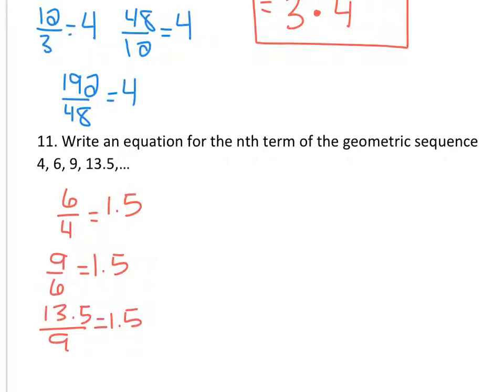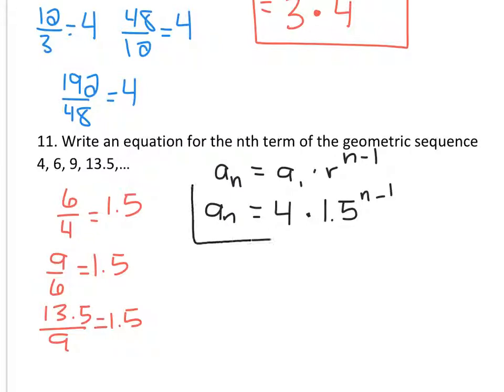So the explicit formula for a geometric sequence is a subscript n equals our first term times our ratio to the n minus 1. So what's our first term? Our first term is 4. Our common ratio is 1.5 to the n minus 1. Do not multiply the 4 and the 1.5. You can't because of that exponent. So that's your final answer.